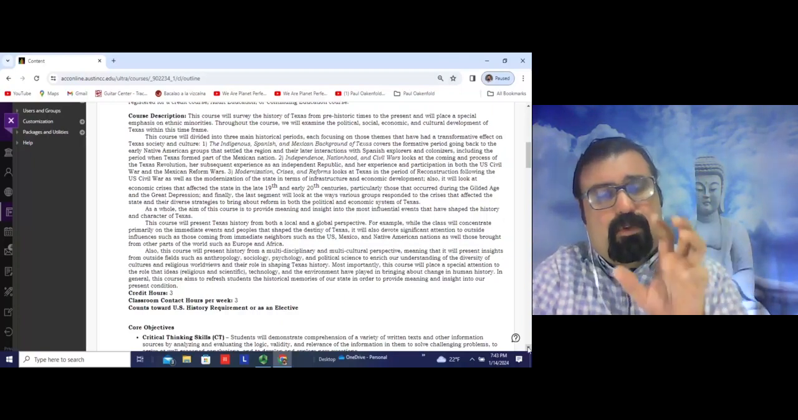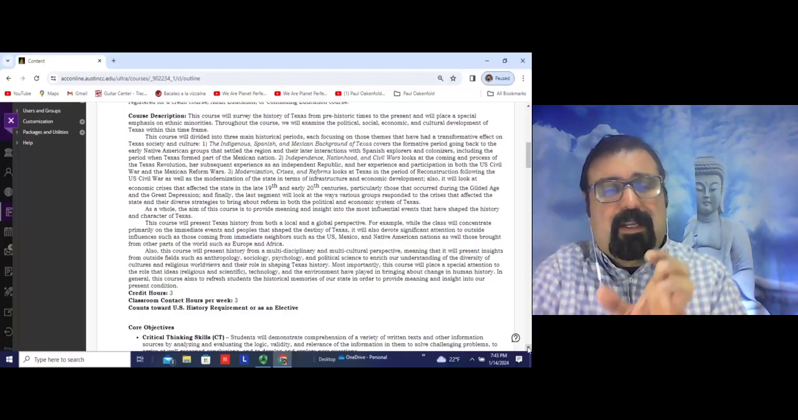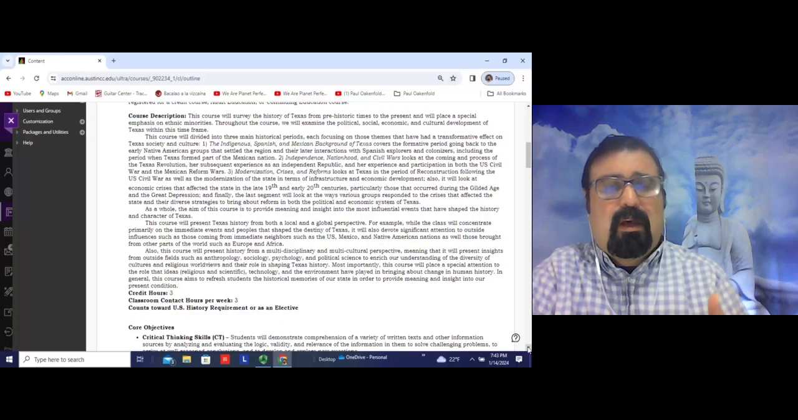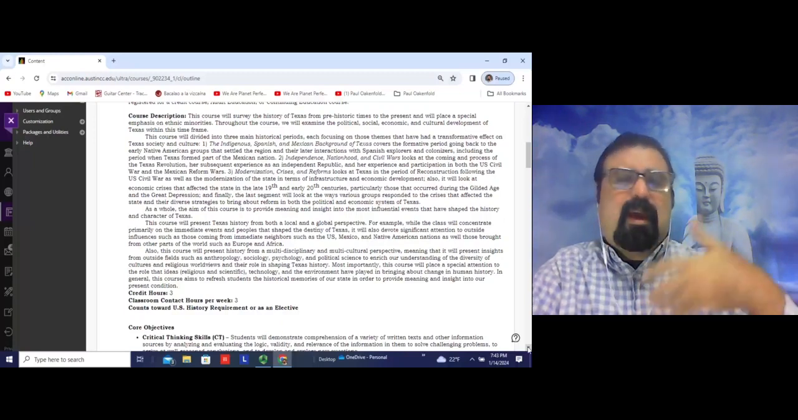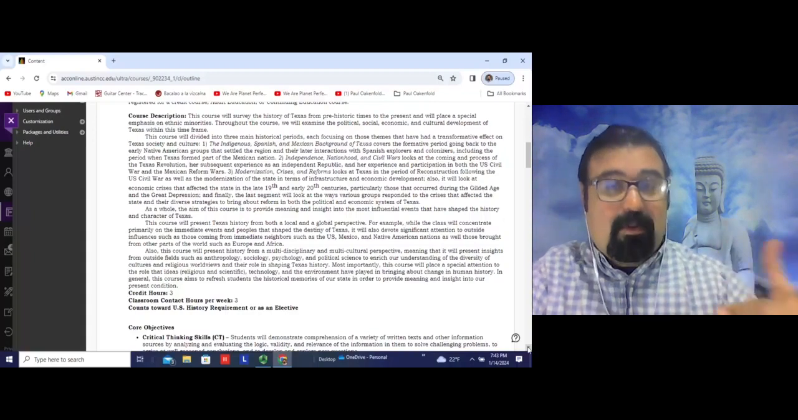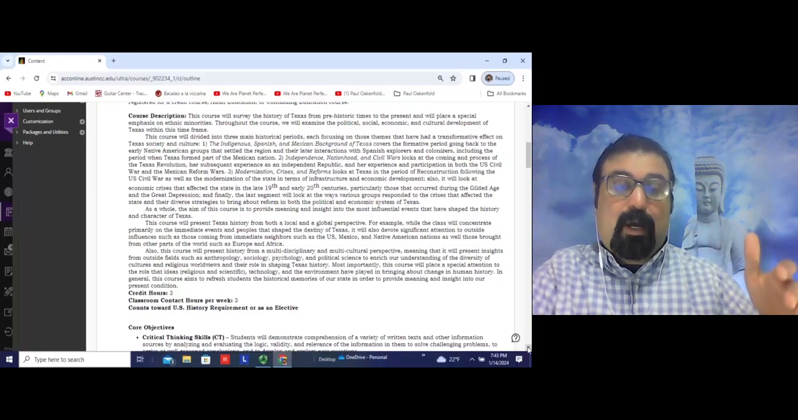And here we're going to focus very specifically on the state of Texas, how Texas was affected by the Great Depression of the 1930s, and what kind of policies Texas implemented at the state level to deal with the Depression as well.